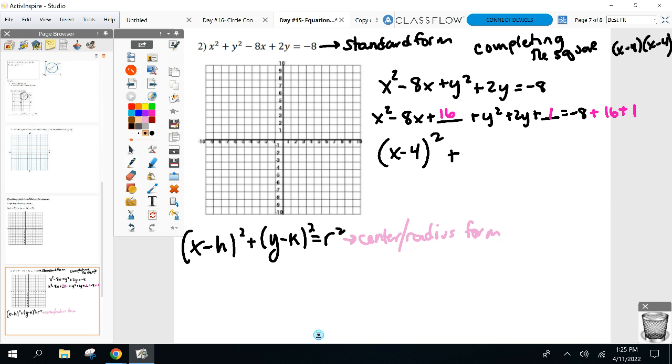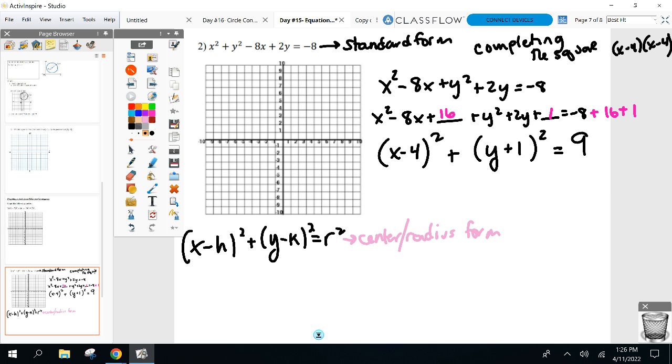What's it going to become? Y plus 1 all squared. Oh, now I'm starting to see a little circle equation, aren't I, in center radius form. Equal to, combine your like terms, 9. And look what I have there, center radius form. Center radius form now.